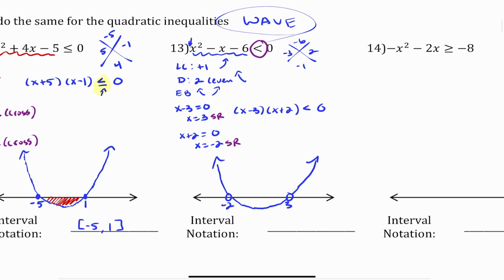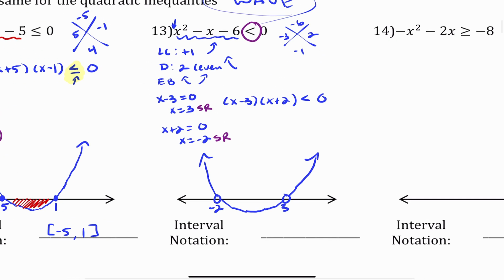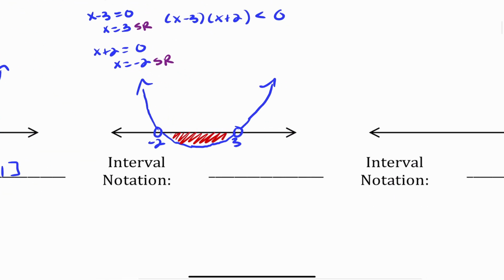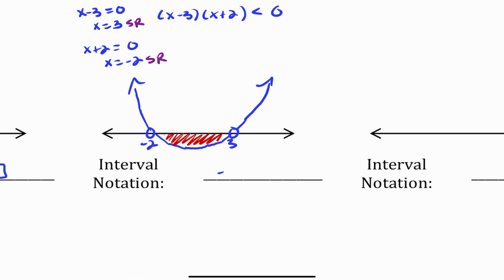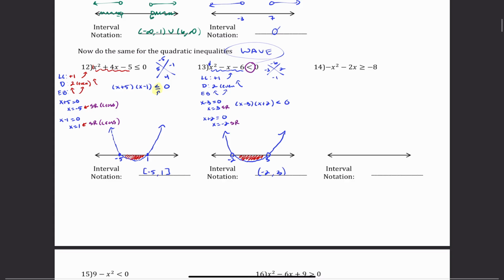So there you have it. Let's go ahead and shade. You will be shading right here. Okay? So that would be -2 to +3. Both of these get a regular looking parentheses. Okay.